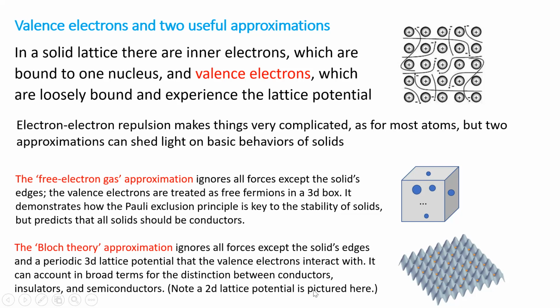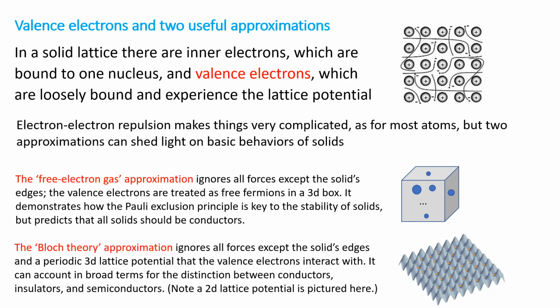Note that this is a 2D lattice potential pictured here. It is two-dimensional, with the height being the value of the periodic potential. The 3D would be very hard to display because there'd be a value at each point in space, which we'd have to show. So this gives the flavor of it anyway. Whereas the free electron gas approximation predicts that all solids should be conductors, the Bloch theory approximation can account in broad terms for the distinction between conductors, insulators, and semiconductors. It doesn't get everything perfectly right, but it gives, in broad strokes, a way to think about why some solids are conductors, some are insulators, and some are semiconductors.